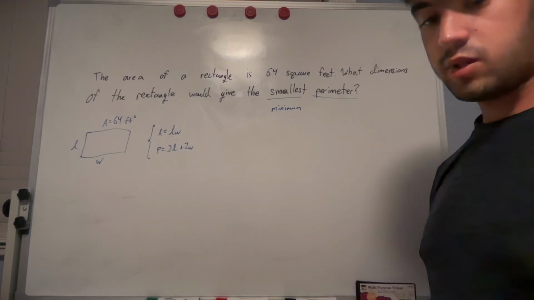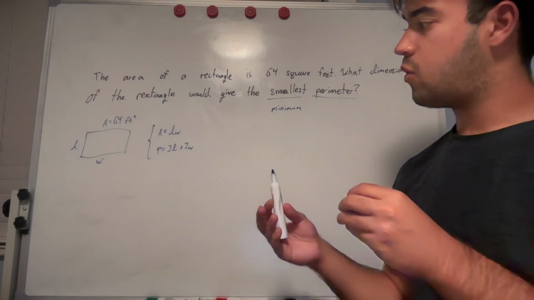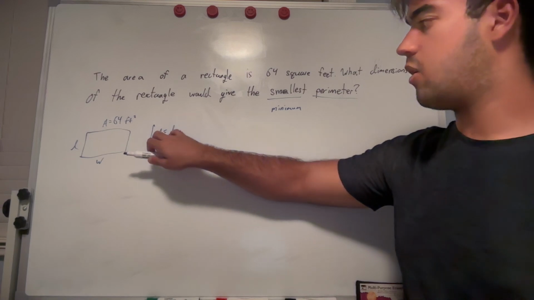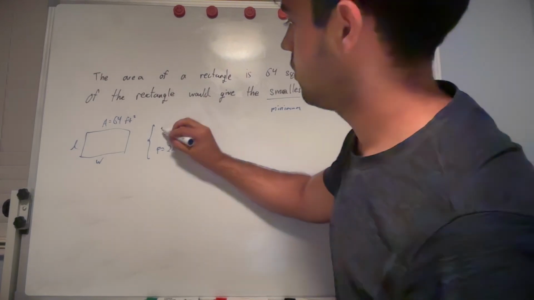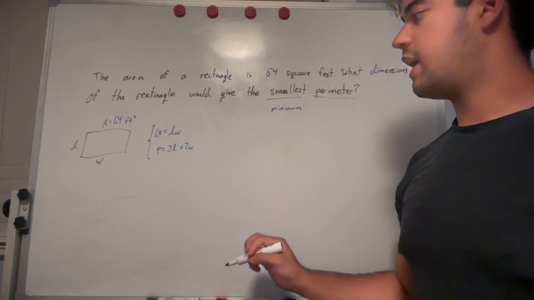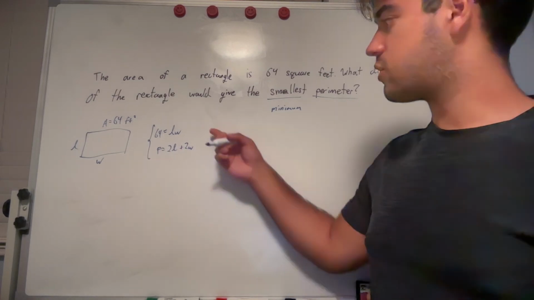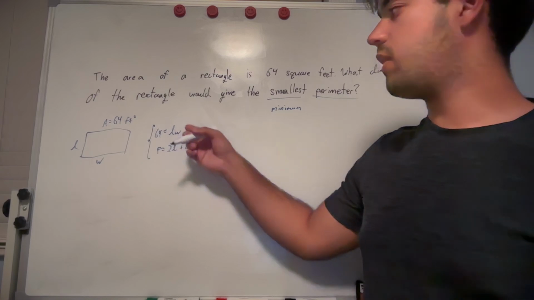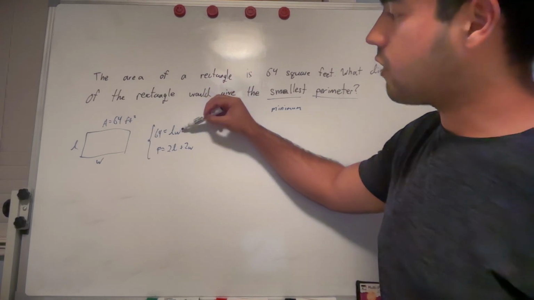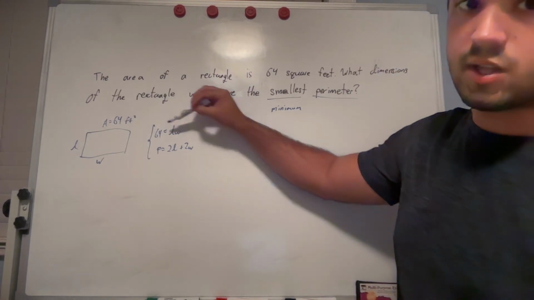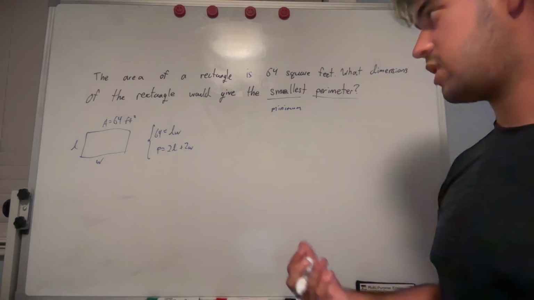So now we want to first understand that our area is actually 64. So we can replace this A with 64. And from here, we're going to use this perimeter equation in order to solve for one of these two variables. Because if we know that L is, let's say, 4, we know that W has to be 16 because 4 times 16 is equal to 64.